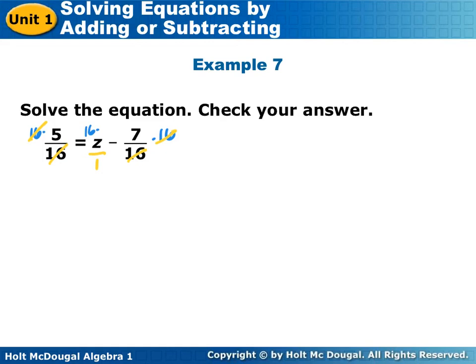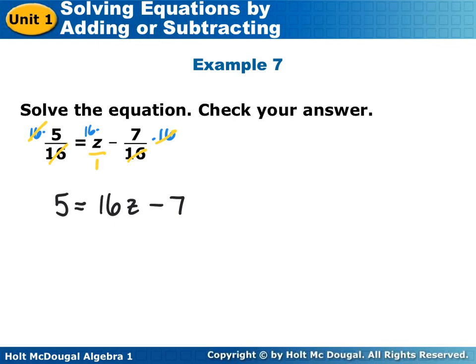Okay? So, once that happens, you're left with 5 is equal to, now, does that 16 in the middle cancel out? No. So what's 16 times z? 16z minus 7. All right.